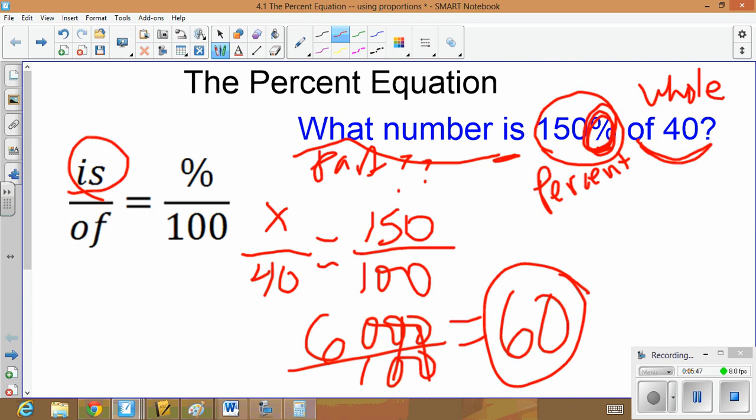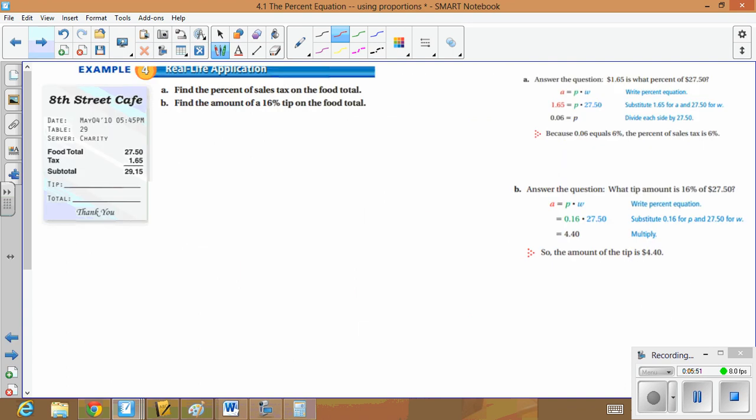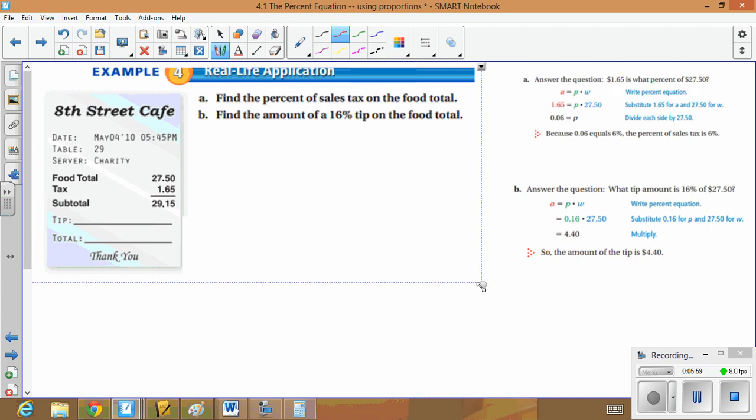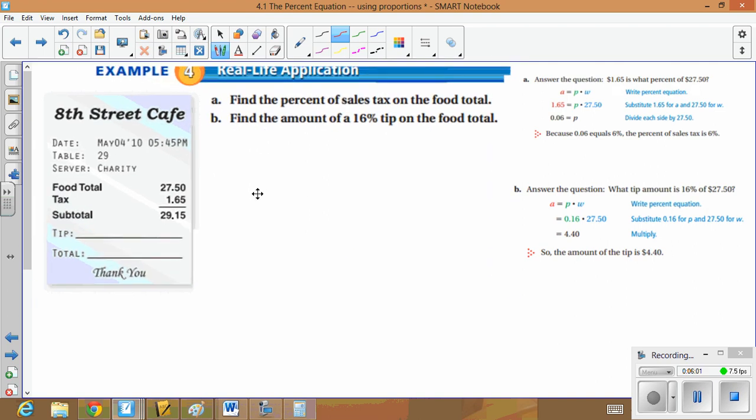All right, I just want to go through one more application example with you. We're at the 8th Street Cafe, and let's make this a little larger. Our food total is $27.50. Our tax is $1.65, and we have a subtotal of $29.15. So Part A asks us to find the percent of sales tax on the food.